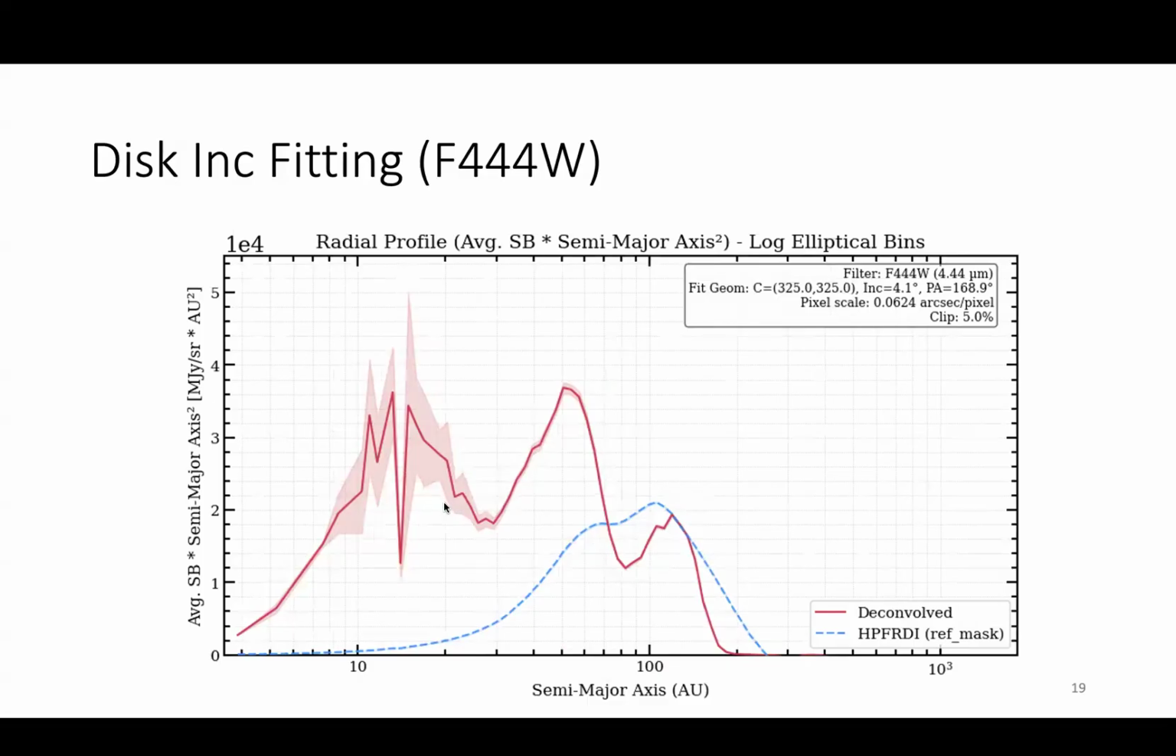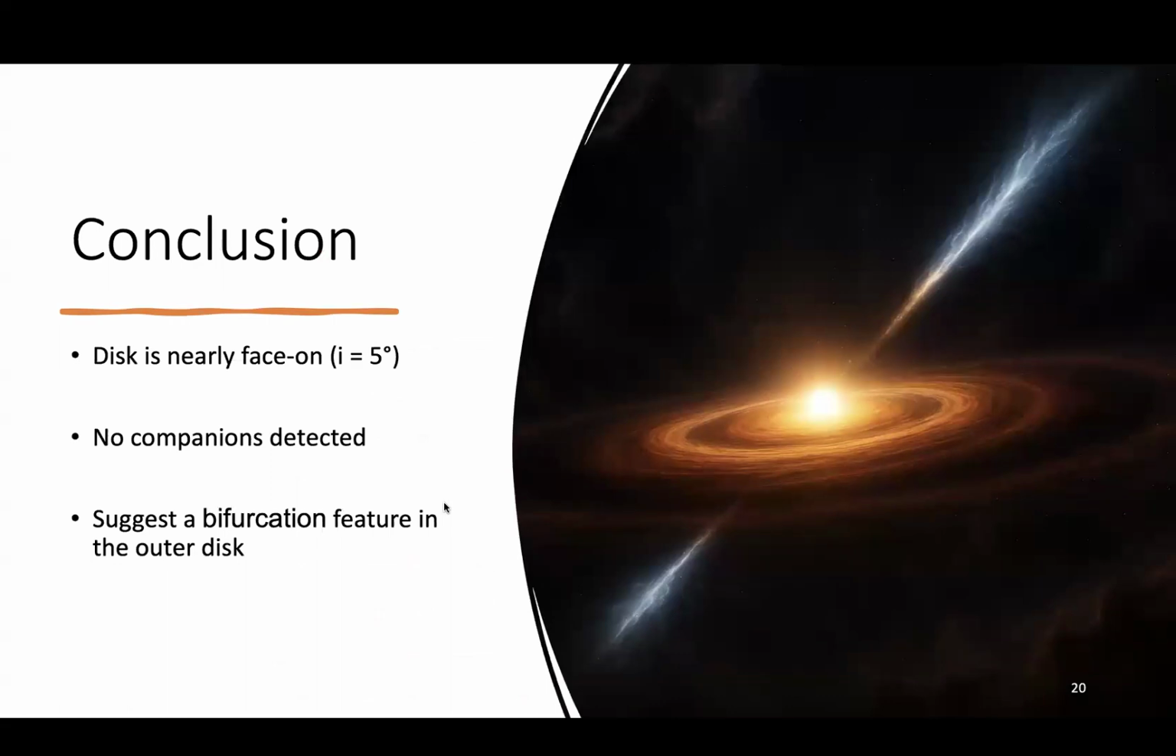So let's go to the conclusion. From this observation and data processing, we find the disk is nearly face-on with an inclination of about 5 degrees, or F201 reference, and we couldn't find any exoplanet in this system. And the third and final finding is that we suggest a bifurcation feature in the outer disk. Yeah, and that's all for today.